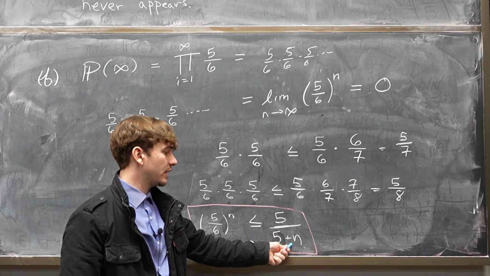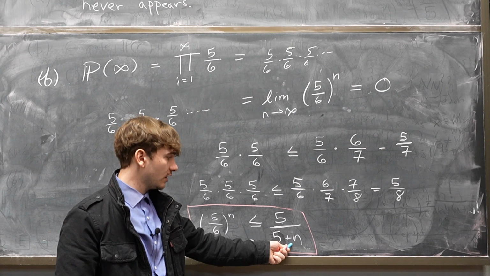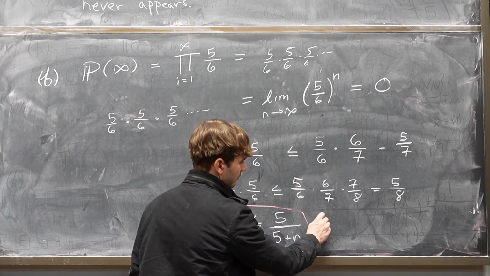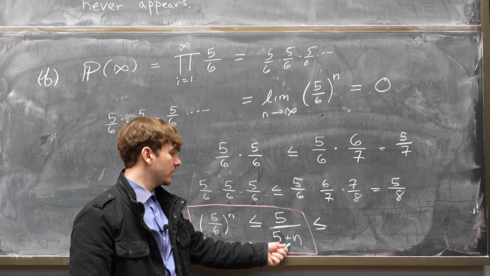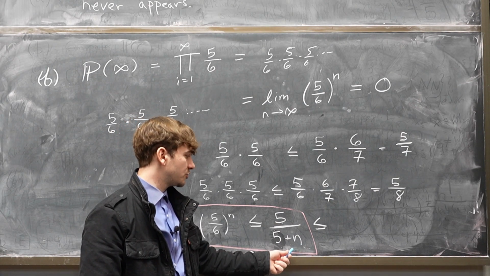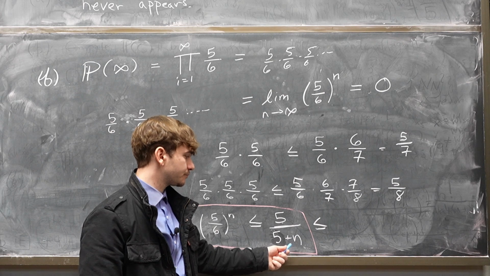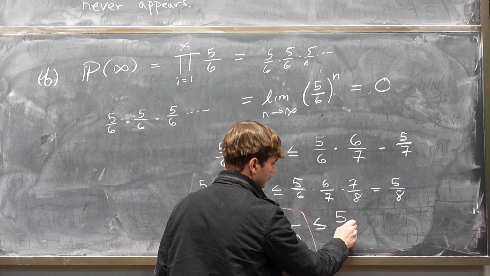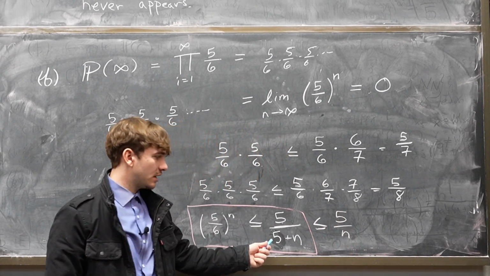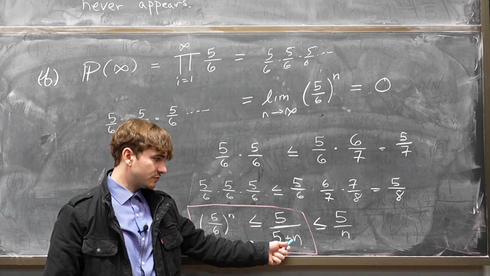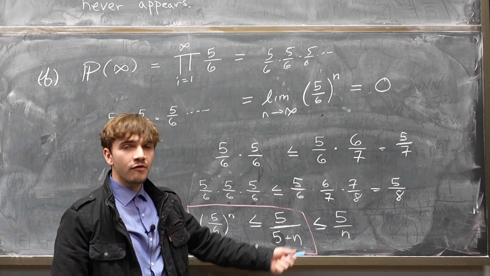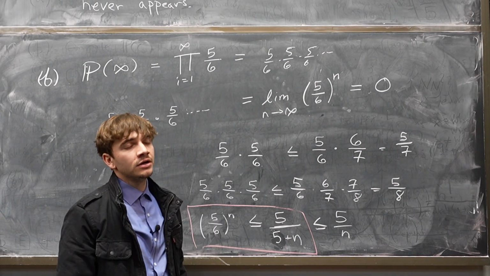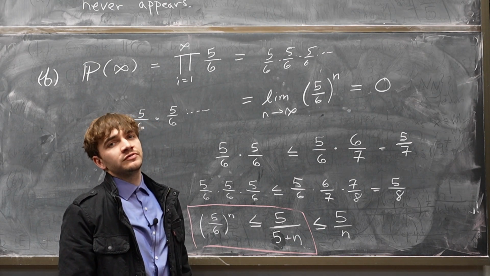This goes to 0 as 1 over n. I could even go one step further and say 5 over 5 plus n is going to be less than or equal to 5 over n, since 5 plus n is bigger than n, and it's in the denominator. And 5 over n, well, we know that 1 over n goes to 0 as n goes to infinity.